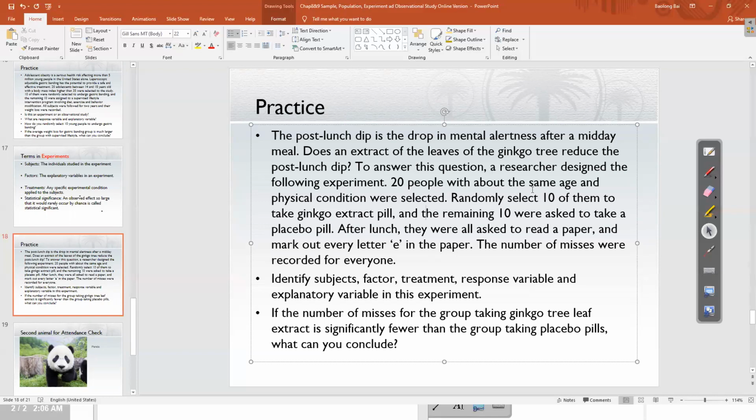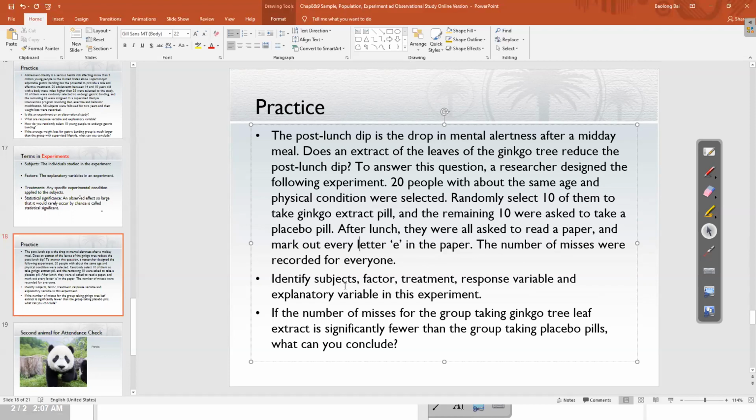20 people with about the same age and physical condition were selected. Then they randomly selected 10 of them to take a ginkgo tree extract pill, and the remaining 10 were asked to take a placebo pill. A placebo is a fake pill. It doesn't have any medical effect. After lunch, they were all asked to read a paper and mark out every letter E in the paper. The number of misses was recorded for everyone. Basically the idea is if they're more alert, they should have fewer misses, right?